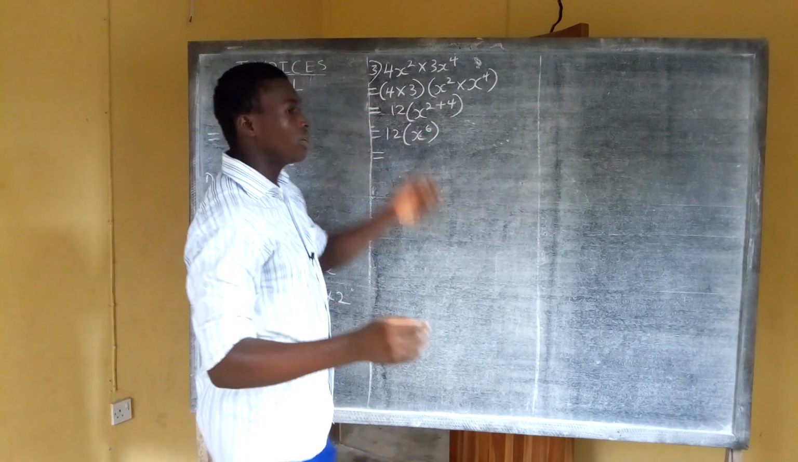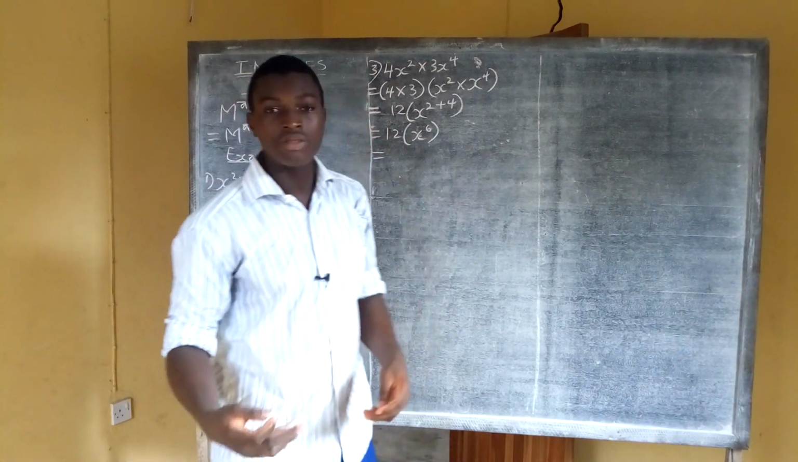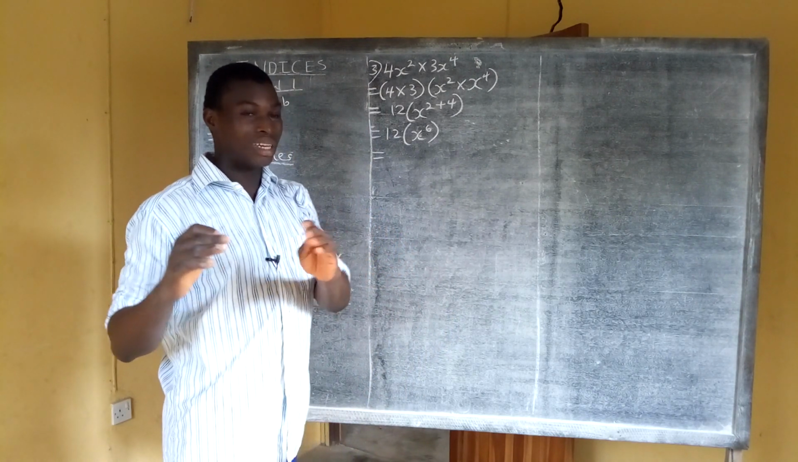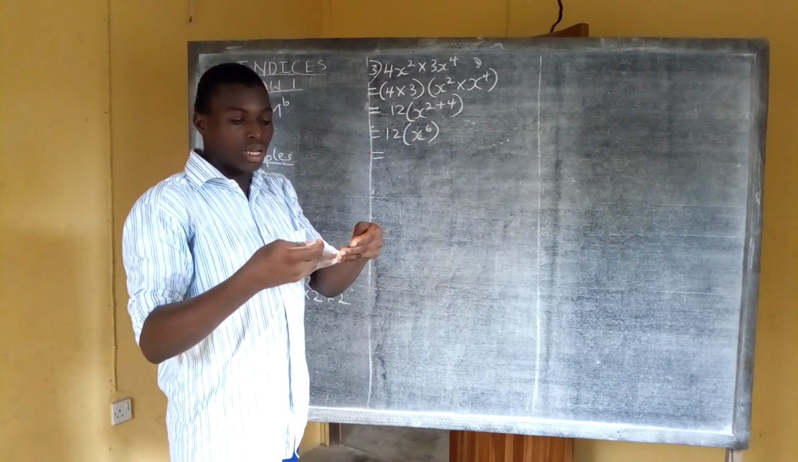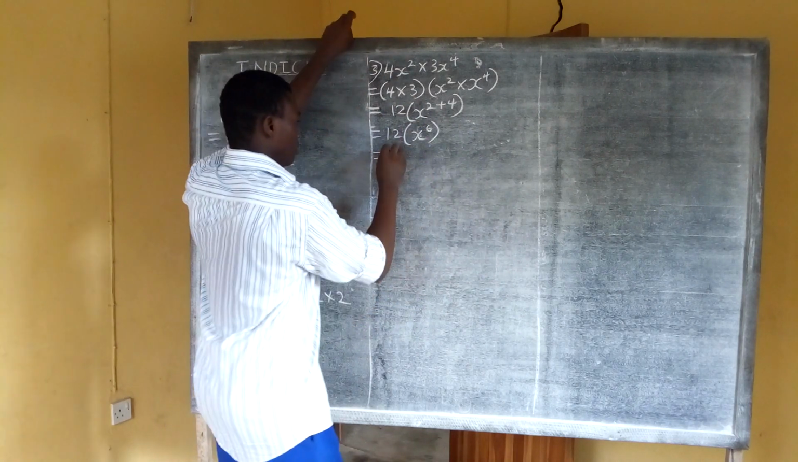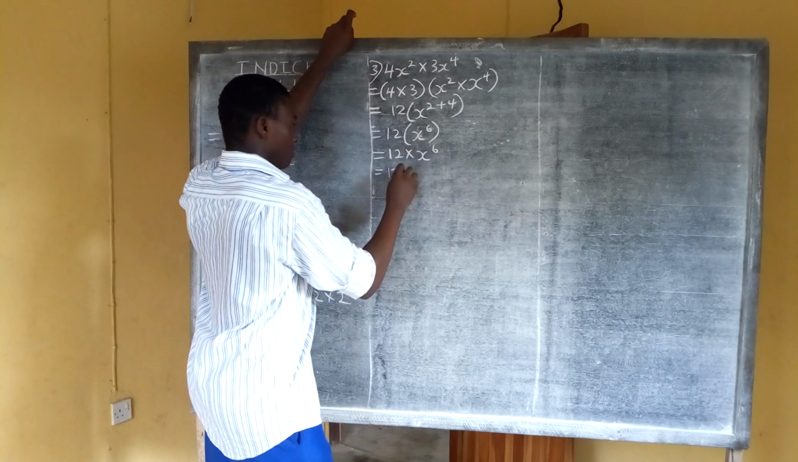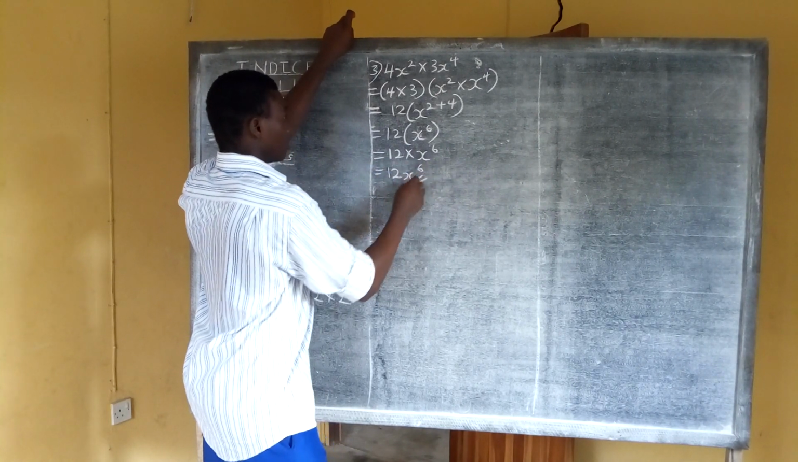Now you should know that when you have a number or even an alphabet multiplied or joined together with another alphabet in a bracket, what is joining them together is a multiplication sign. So you have the same thing as 12 times x raised by 6, which will give us what? 12x raised by 6. That's all.